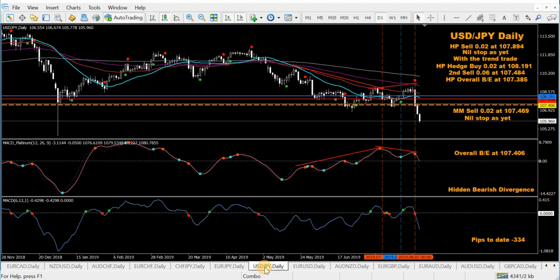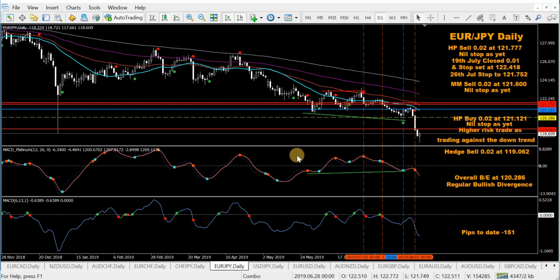All right, let's move on. Yeah, this one. Euro yen. Now, you can read my notes, like I say, in a HP high probability sell here, closed half, got a stop in place, moved my stop, and I took a Mod MACD sell. You can see it there, it's still down nicely, all good. So they're two independent trades.